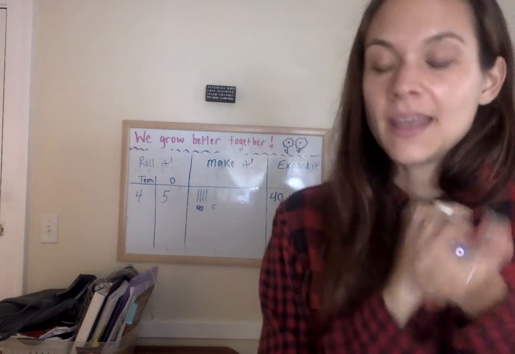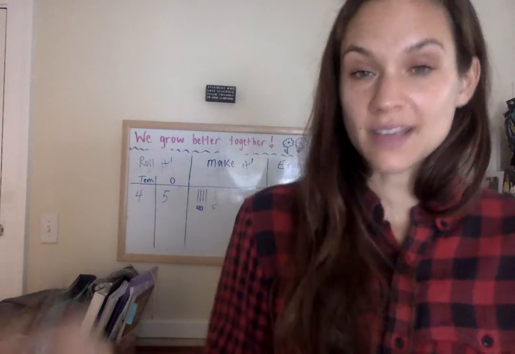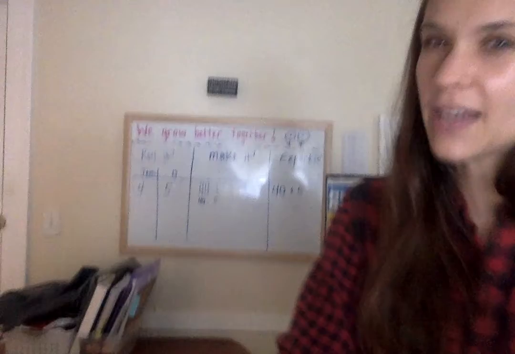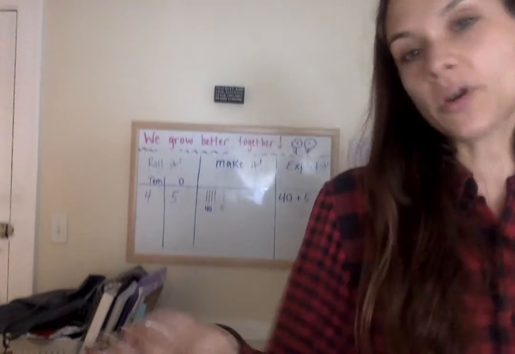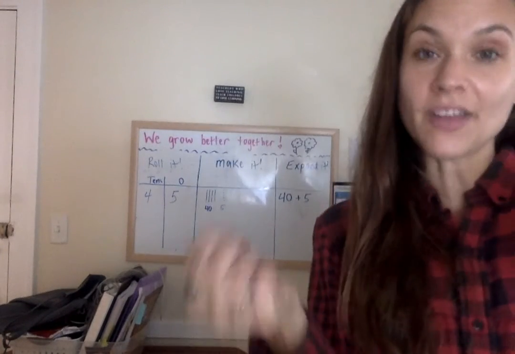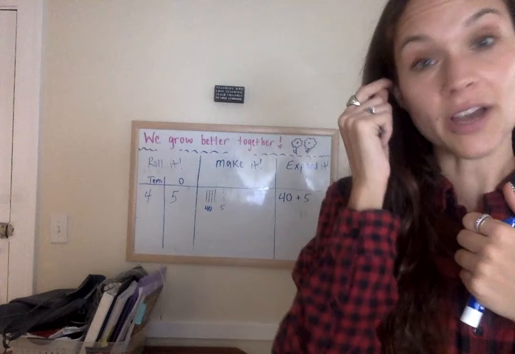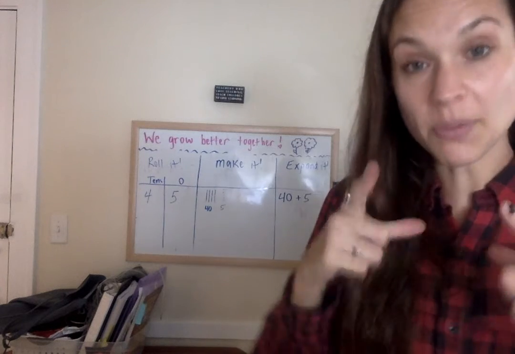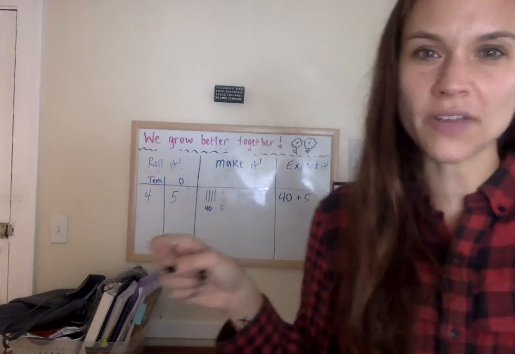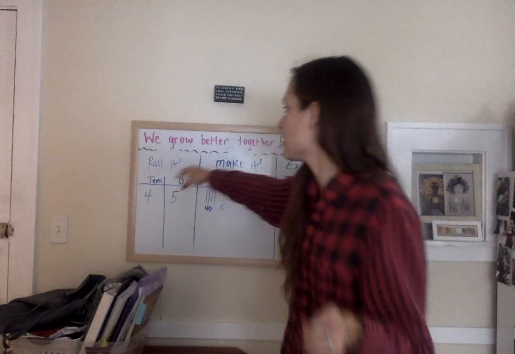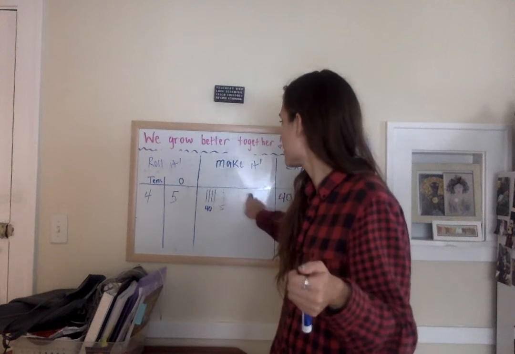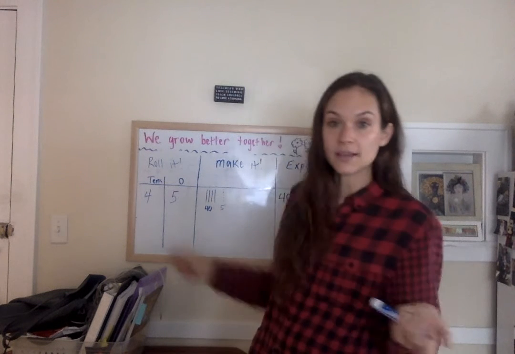Okay, now I'm going to do one more example, because I think this can be kind of confusing. I'm going to do one more example with you, and then you are going to do an example on your own. And you're going to be taking a picture of your work. It doesn't have to be perfect, but I do want to see the tens and the ones, the make it and the expand it, okay?